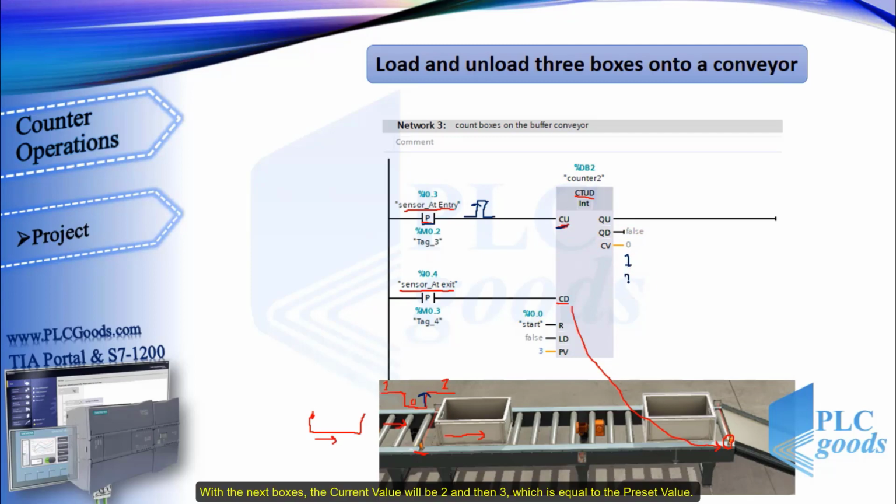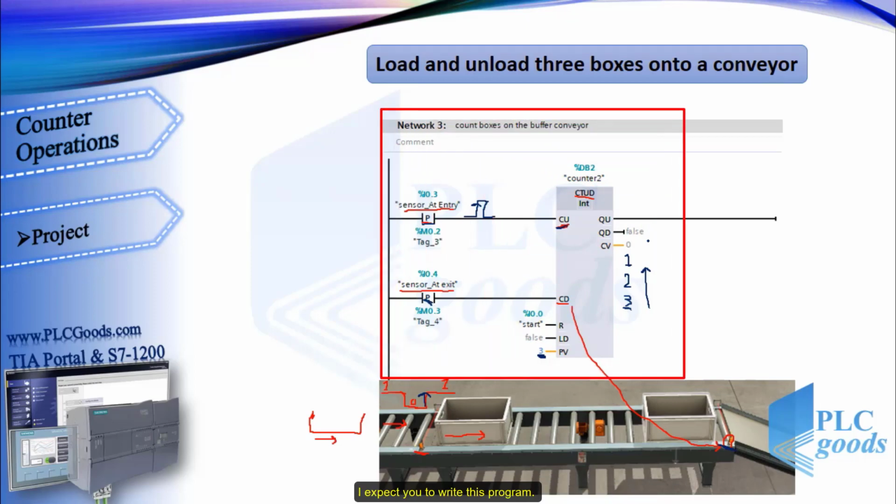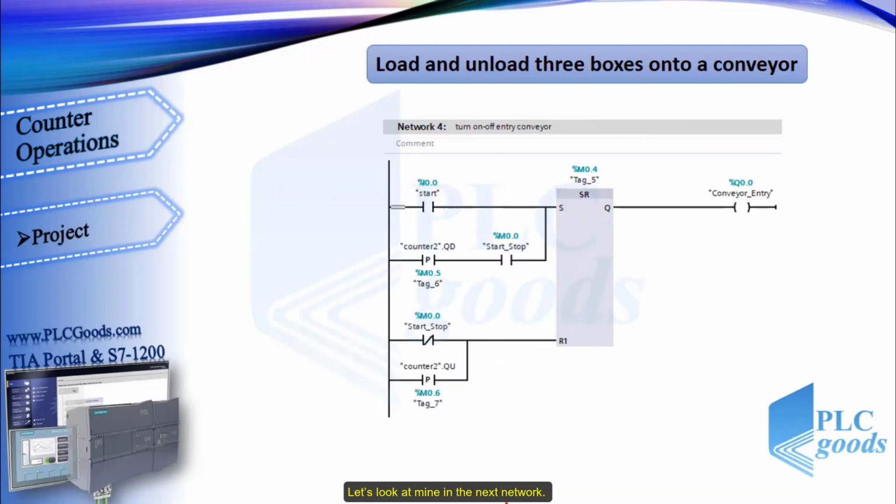With the next boxes, the current value will be 2 and then 3, which is equal to the preset value. The first output of the counter, QU, will be on. In the same way, the second sensor makes the counter decrease its value from 3 to 0. At this time, the QD output will be on. Also, I have used the start push button to reset this counter at the starting moment. I expect you to write this program. Let's look at mine in the next network.